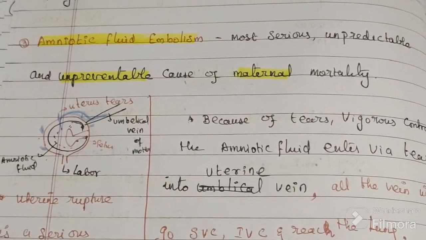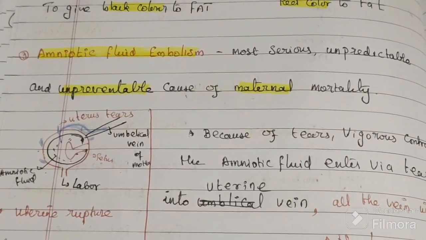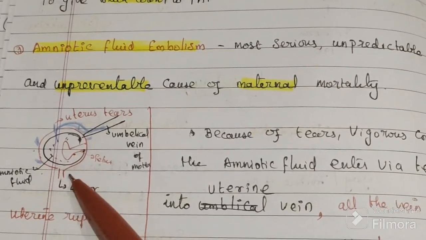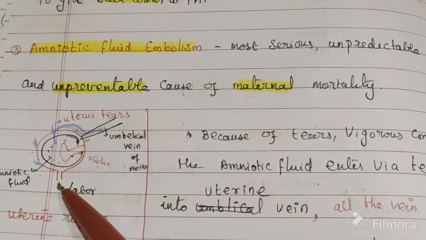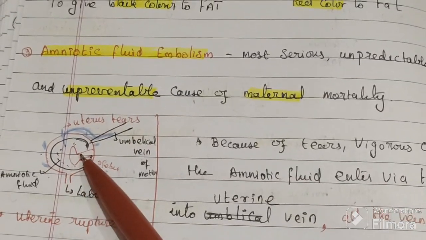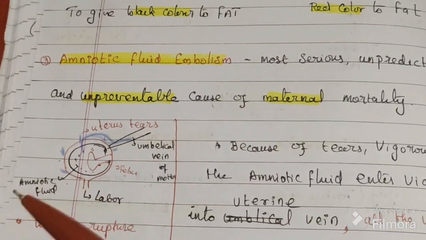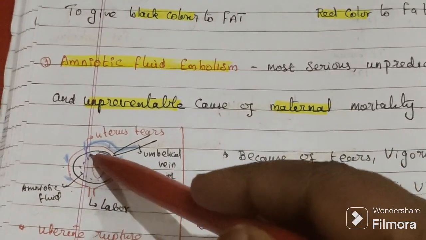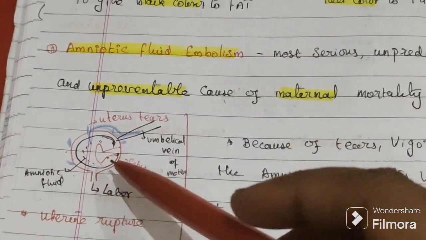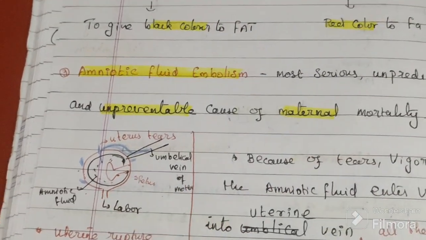Next one is amniotic fluid embolism. How is it formed? What is amniotic fluid? Whenever there is a pregnancy, this is the pregnant uterus with the fetus inside. The fetus is surrounded by the amniotic membrane, which contains amniotic fluid.